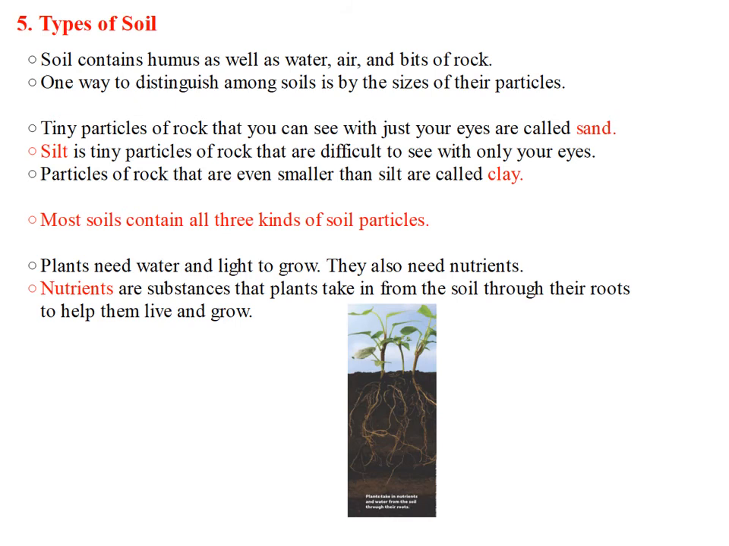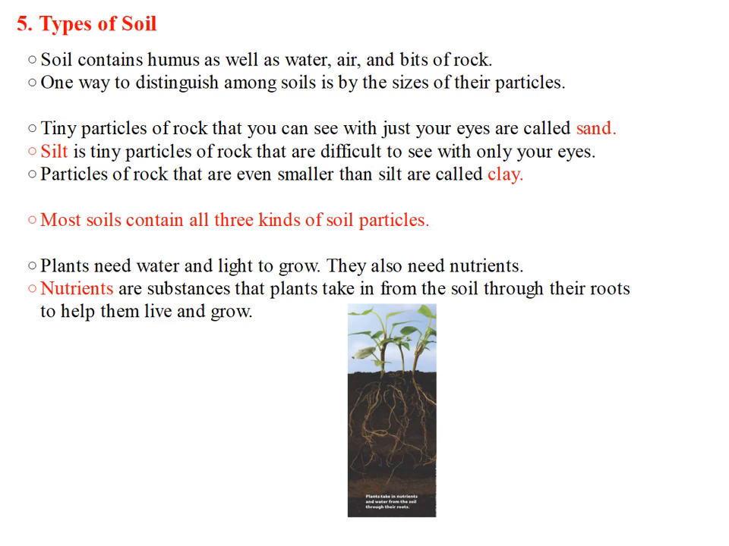Finally, let's talk about types of soil. As we already said, soil contains humus as well as water, air, and bits of rock. One way to distinguish among soils is by the sizes of their particles. Tiny particles of rock that you can see with just your eyes are called sand. Silt is tiny particles of rock that are difficult to see with only your eyes. And particles of rock that are even smaller than silt are called clay. Now, it is important to know that most soils contain all 3 kinds of soil particles.